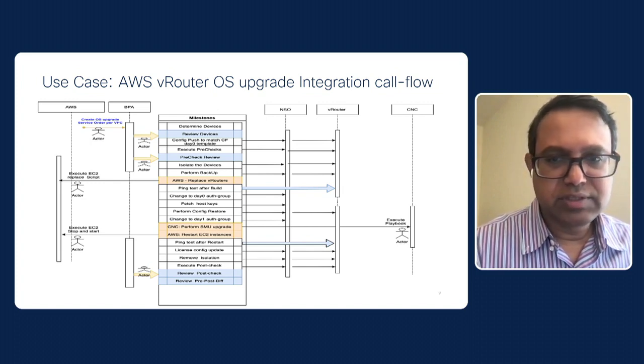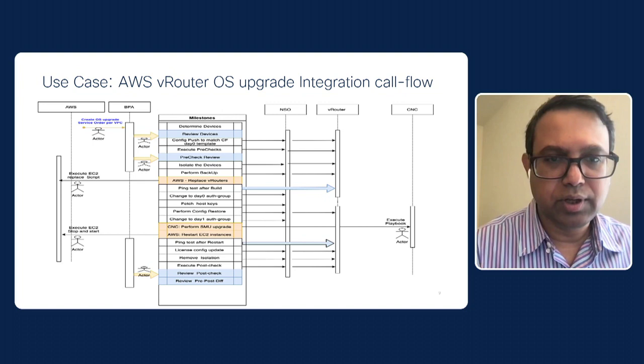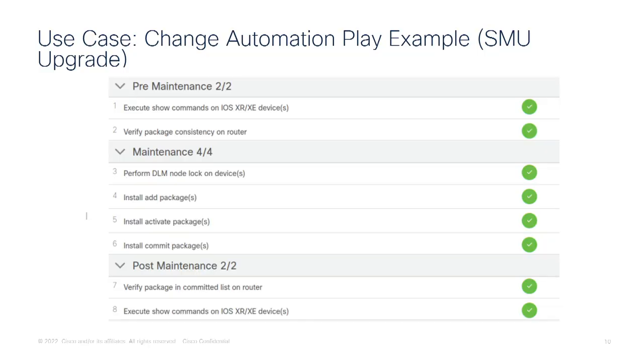Going to the next use case, this is kind of an extension of that. It's showing the playbook, how we are doing the playbook for a smooth upgrade, as you can see. We check some of the package consistency, then we perform node lock on the device so that no configuration can be changed on the device. Then we install activate the package, install commit, and then we verify the package is committed list. After this step is completed, we stop and start the EC2 instance to make sure that it's come up perfectly clean, right?